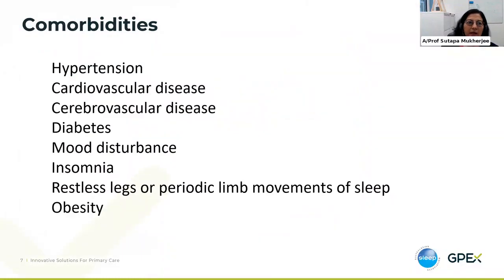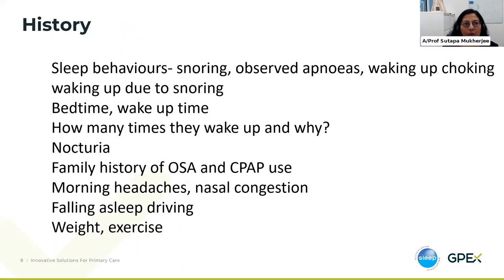Some of the comorbidities are the usual patients that you see: hypertension, cardiovascular disease, cerebrovascular disease, diabetes, mood disturbance, so particularly depression, anxiety, insomnia. And important to remember that many patients with sleep apnea will also have comorbid insomnia. So that's a condition that we call COMISA, so comorbid sleep apnea and insomnia. And that may be one of the reasons why people don't respond to insomnia treatment or sleep apnea treatment, because they've actually got another sleep disorder as well. Restless legs or periodic limb movements of sleep, and of course obesity being some of the other comorbidities.